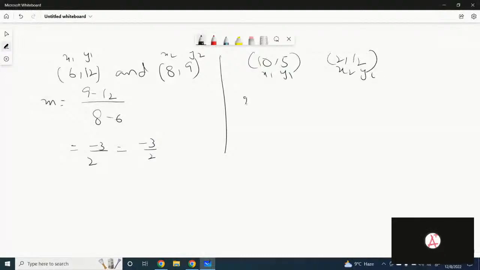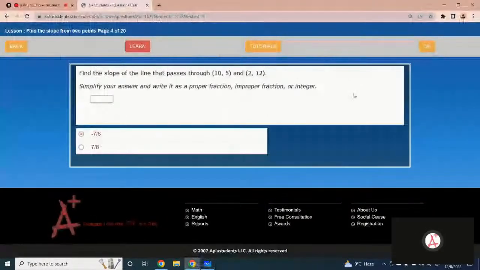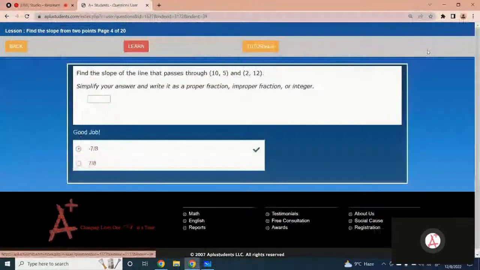So you have to do y2 minus y1 divided by x2 minus x1. So it is 12 minus 5 and 2 minus 10. 12 minus 5 is 7 and 2 minus 10 is negative 8. So it would be negative 7 over 8. Got it? Just select the correct option and then click on the OK button.